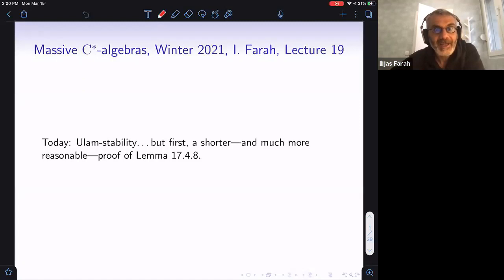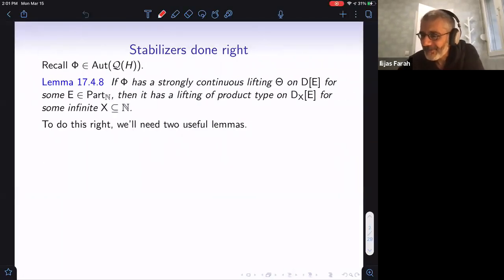Anyway, before I start, I promised Ulam stability today, but first I just want to go back to lemma 17448, the lemma with stabilizers, because we wasted the first half an hour of last class, and I gave you a rather messy proof. After the class, I realized what I should have said. So I'm going to say that this time at least. Just to remind you what's going on.